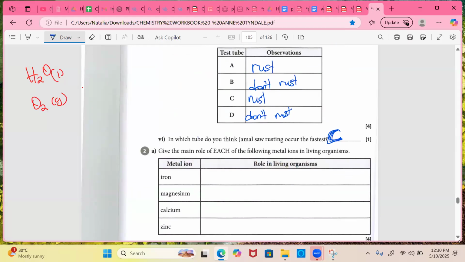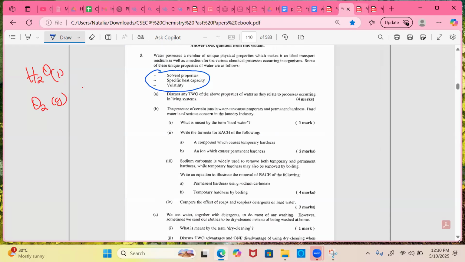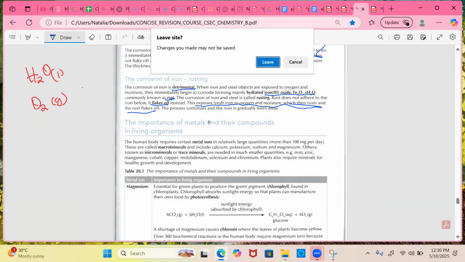All right, so we reach here. Give the main role of each of the following metal ions in living things. So we're going back to the notes. The human body requires certain metal atoms in relatively large quantity, more than 100 milligrams per day. These are known as macrominerals and include calcium, potassium, sodium, magnesium. Others are known as microminerals or trace minerals, which are needed in smaller quantities. Examples are iron, zinc, manganese, cobalt, copper, selenium, and chromium.